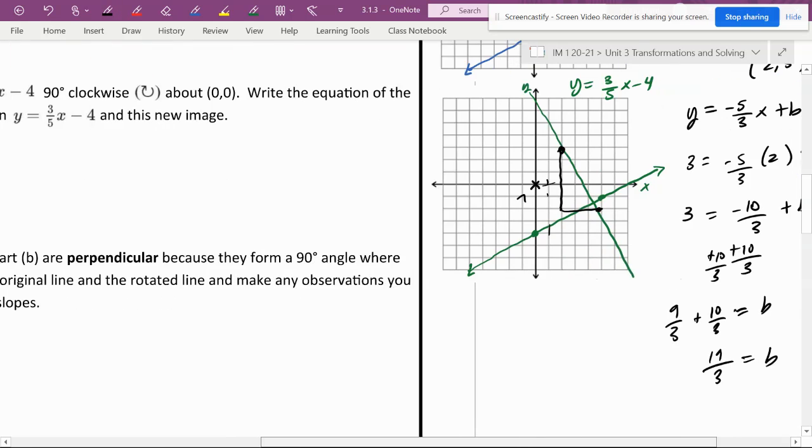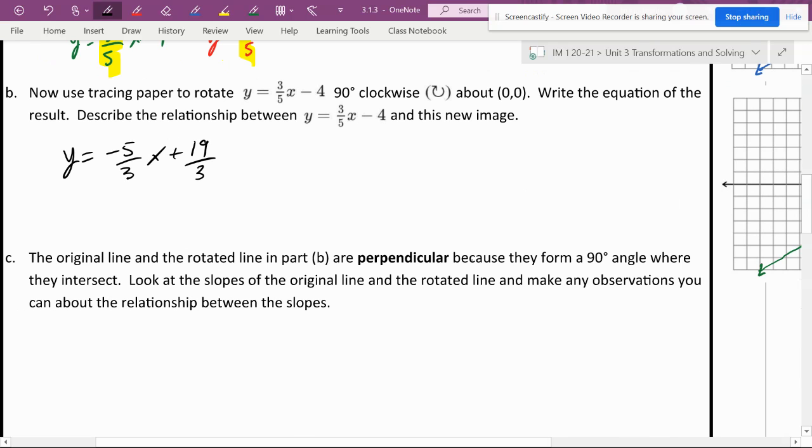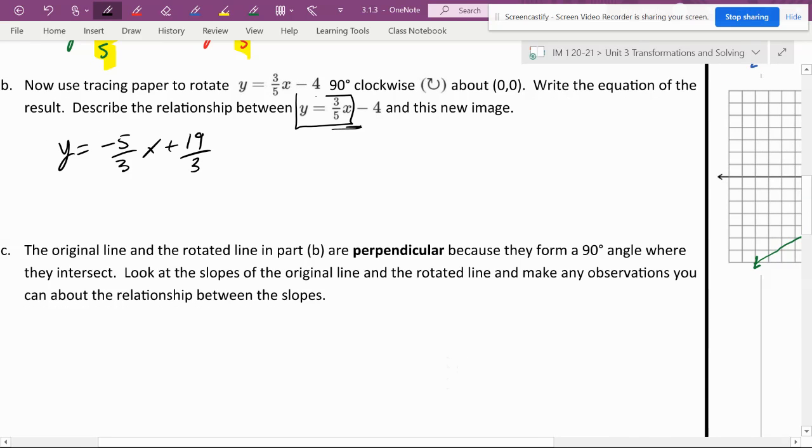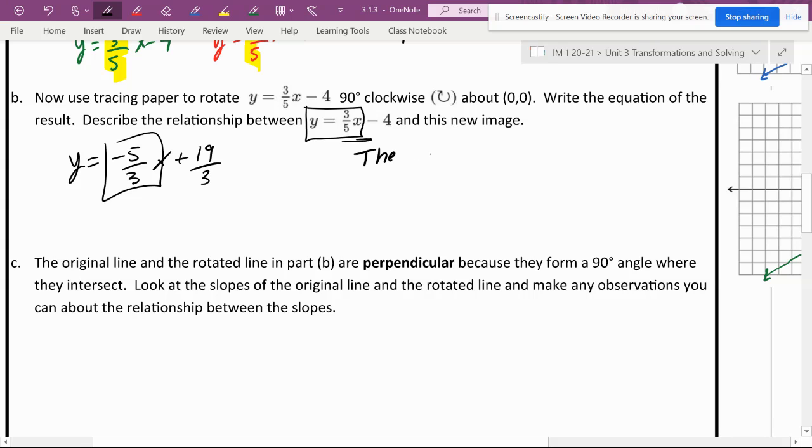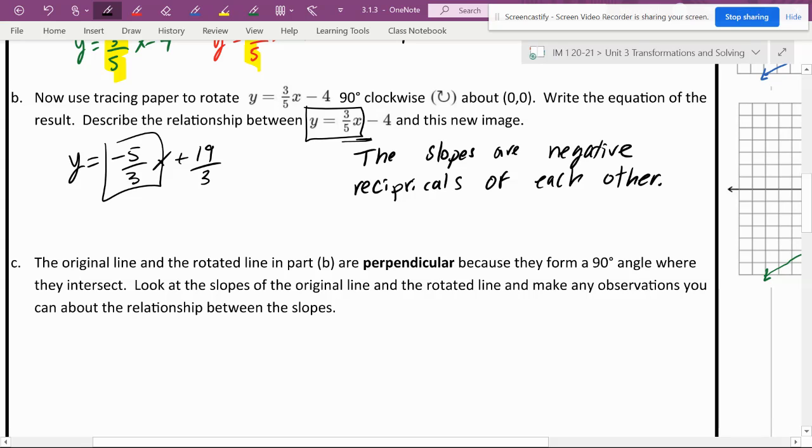Now, again, what is the relationship between this slope and this slope? This is what we call the negative reciprocal. So the slopes are negative reciprocals of each other. All right. And then from here, let's look at the next one.